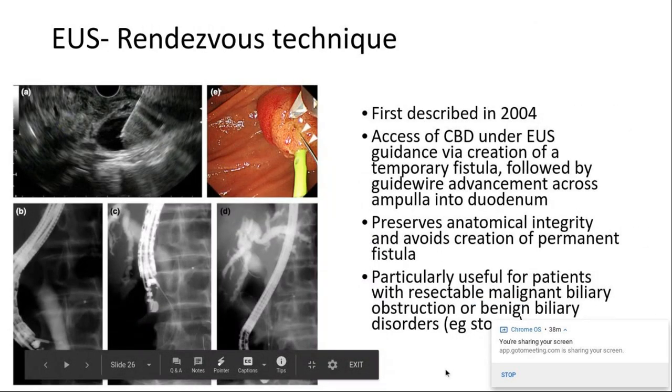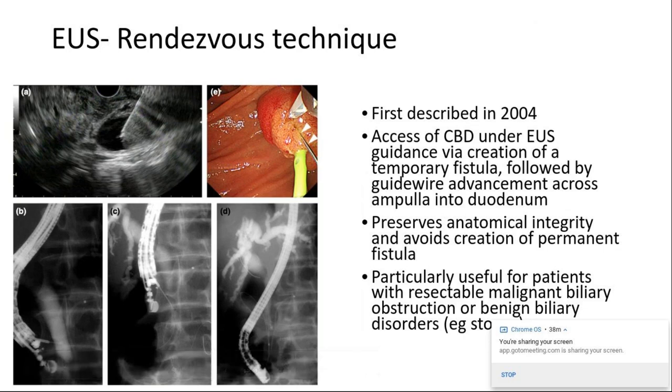So there are three major approaches to the EUS-guided rendezvous technique. You can do an intrahepatic bile duct approach from the stomach, an extrahepatic bile duct approach from D1, or you can go in from the second part of the duodenum, D2. You're going to access the bile duct using a 19 or 22 gauge FNA needle, and after you aspirate bile and shoot a little contrast in, following cholangiography, you're going to use a long guide wire, passed through the access needle into the bile duct and duodenum through the stricture in the ampulla.